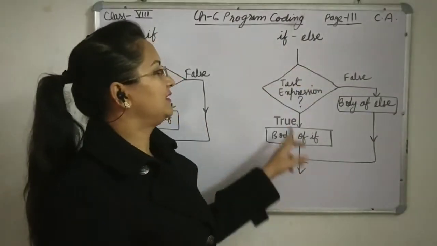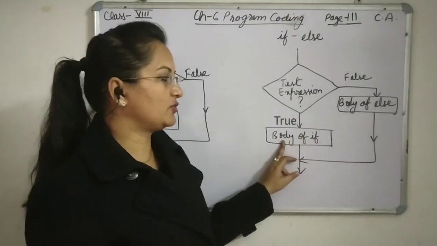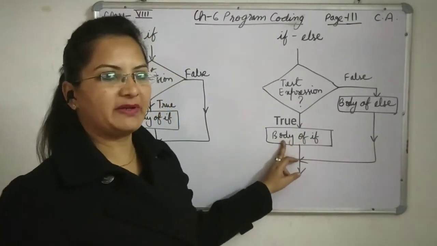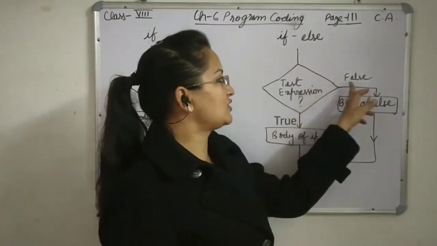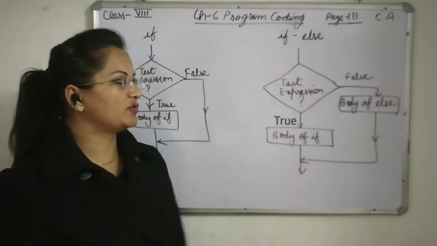In if else, if the condition is true, then the body of if, that means the statements inside the if block, will be executed. If the condition is false, then the body of else will be executed and the flowchart will stop.